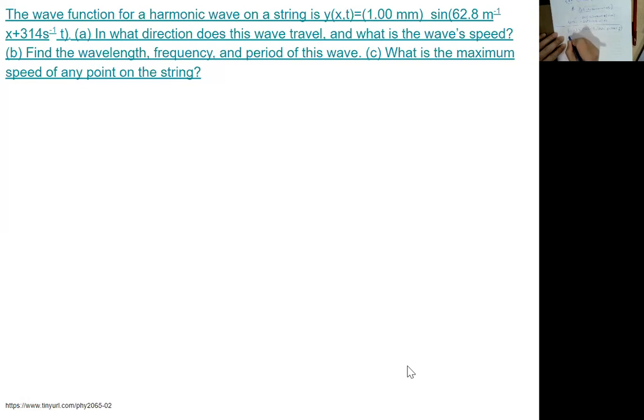If you compare to the general expression of y as a function of x and t equals A sine of (kx plus or minus, in this case plus, omega t plus phi), then the question gives you A equals 1.00 millimeter, so that's your known. k equals 62.8 meters inverse, and omega equals 314 second inverse. The initial phase phi is 0, right?